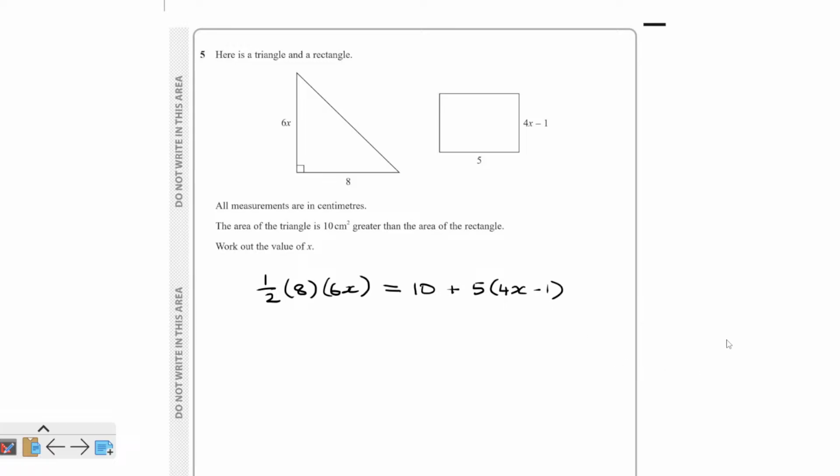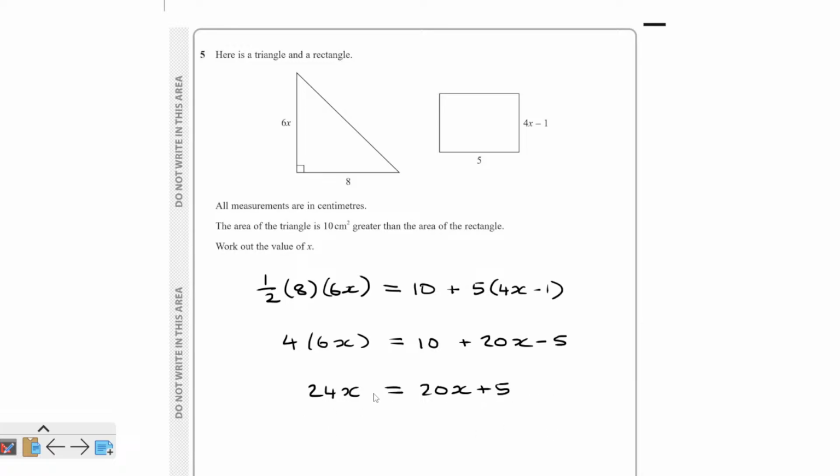So I've literally just taken that sentence and I've translated it into an equation, and now I just need to solve it for x. So let's expand the brackets first. We've got half times 8. You can obviously type that into your calculator, but that's just saying what is half of 8, which is 4. You can obviously do this in one step if you like, but I'm just going to write it down. Then we've got 10 plus 5 times 4x is 20x minus 5. So then here we've got 24x. And on the right, we can add together the 10 and the minus 5, so 20x plus 5.